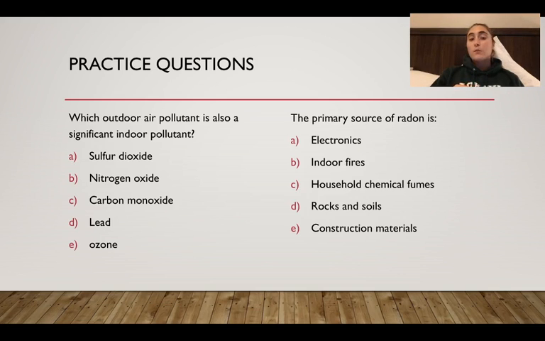Which outdoor air pollutant is also a significant indoor pollutant? In this case, the answer is carbon monoxide. There's just as much carbon monoxide outside as there is inside. In fact, carbon monoxide, we said, is the result of an incomplete combustion reaction. So starting your car every day releases some carbon monoxide. So just as much outside as there is inside. The primary source of radon is D, rocks and soils. That's where it comes from, underground usually, and is a byproduct of uranium breaking down, or the radioactive decay of uranium.